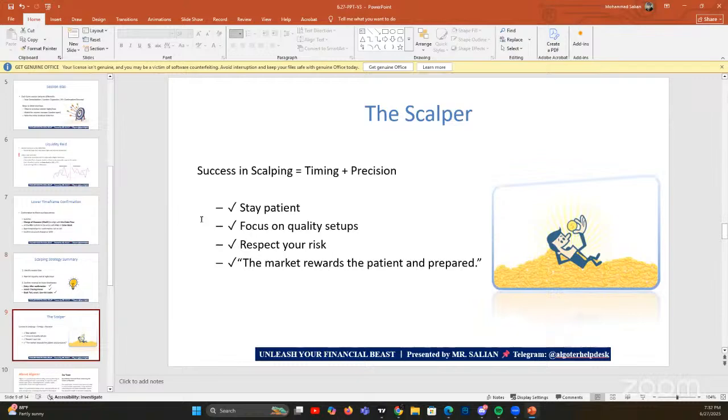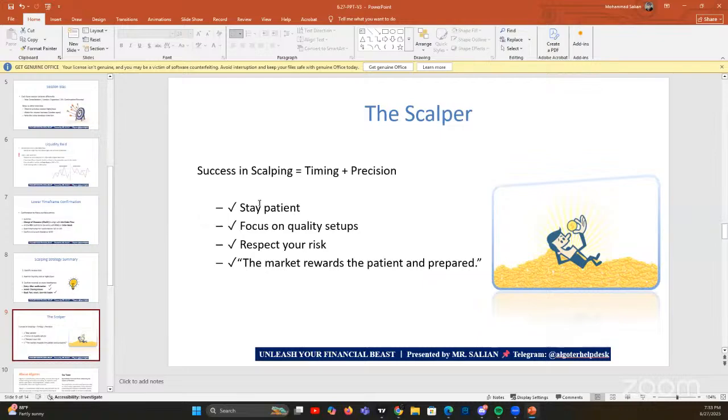Okay, the scalper. Success in scalping equals timing plus precision, which is now very true at this stage in my trading journey. As with you, everyone has their own trading journey. I don't know how advanced you are. Maybe you are more advanced than me, maybe have more knowledge than me. Then all the best, and just see the key points here.